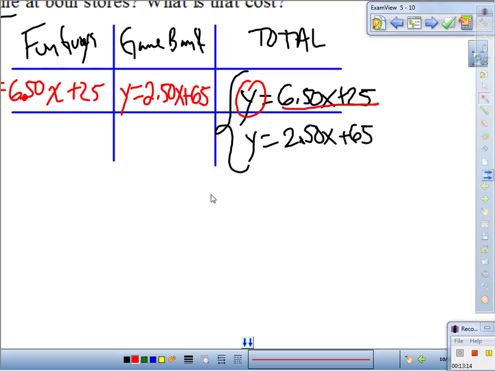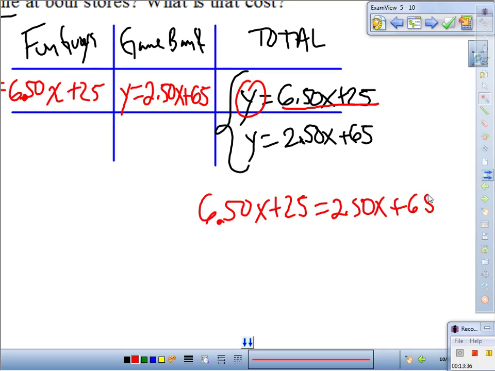So let's do that. 6.50X plus 25 equals 2.50X plus 65. So look at it. Is one equation equal to another equation? Yes, that's when the cost will equal one another. So solve it, please. I'll give you some time to do that. Go. Focus.